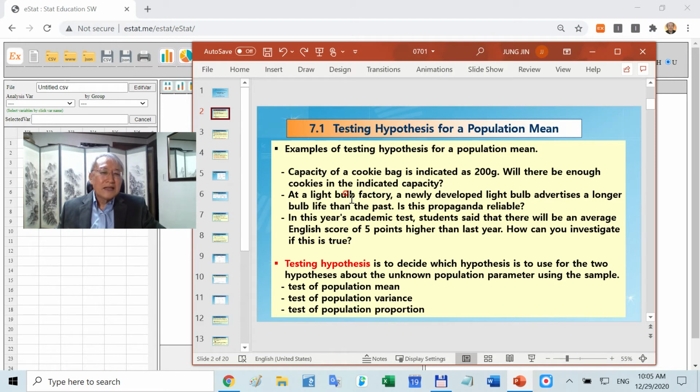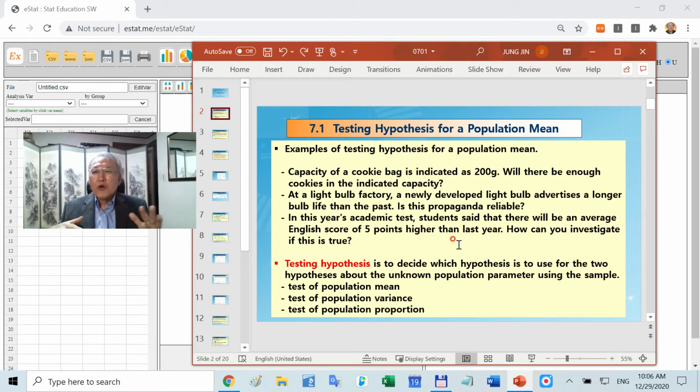Or at the light bulb factory, every year maybe there is a newly developed light bulb, and they advertise that it has a longer life. Is it reliable? Is there any way we can check that? Or in this year's academic test, students said there will be an average English score 5 points higher than last year. How can you investigate whether this is true?